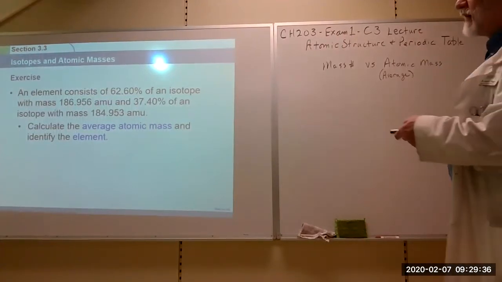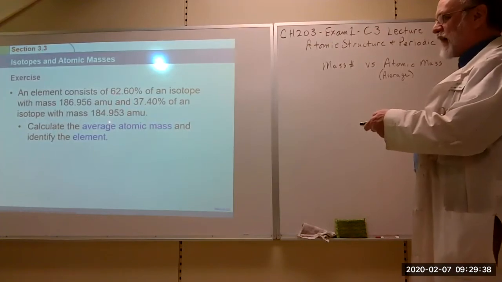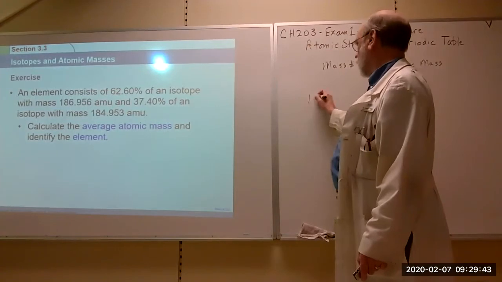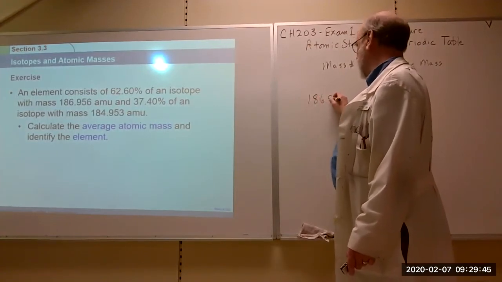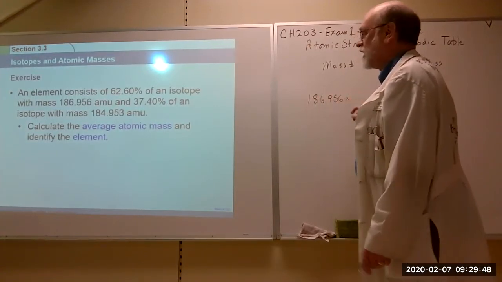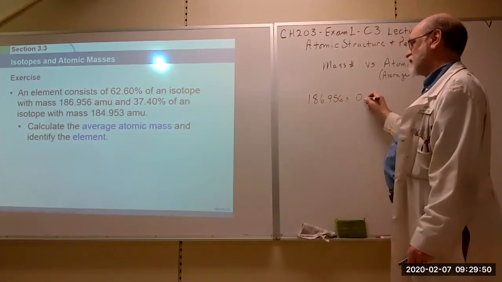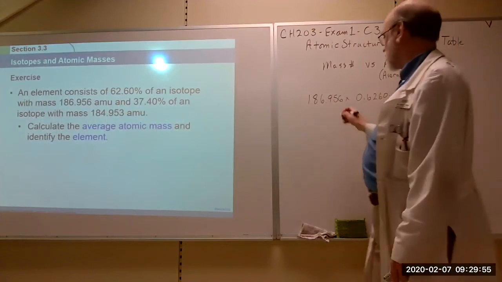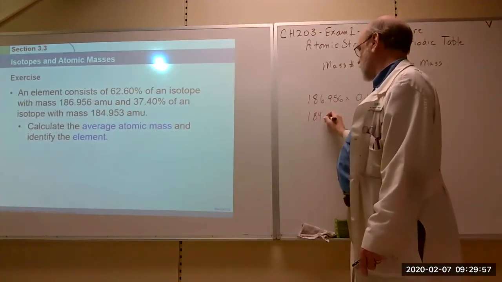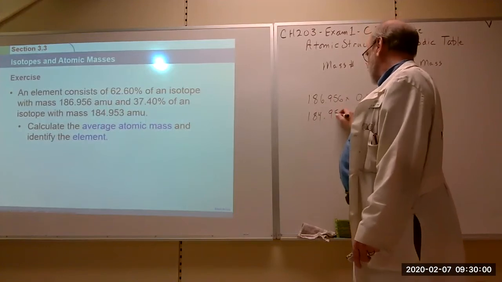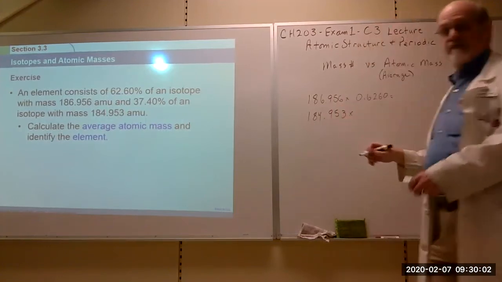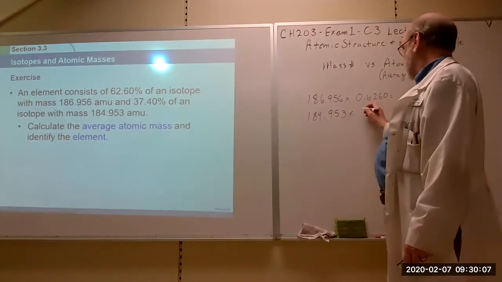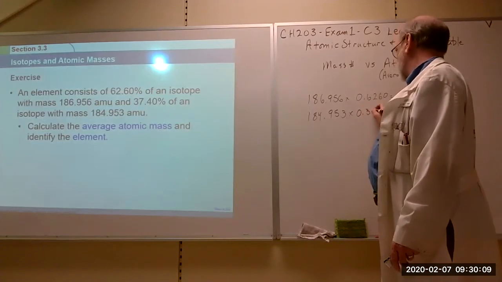Okay, so how would we calculate the average atomic mass for this element? We have 186.956 times the fraction that belongs to that one, 0.626, right? And the other one is 184. It's a little bit lighter. So what does that mean? Probably has fewer neutrons, right? And its contribution is only 37.4%.